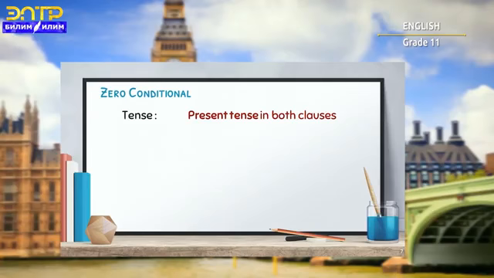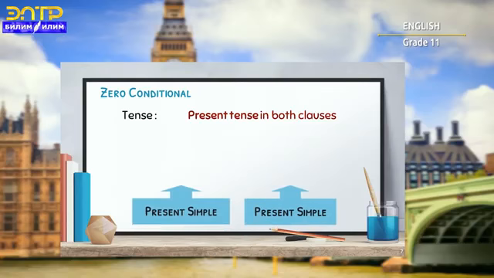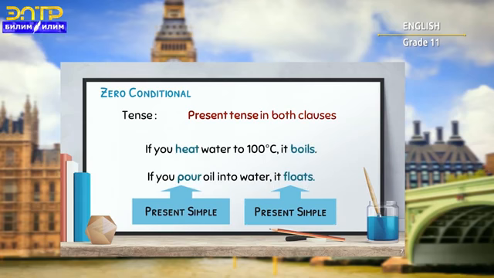Zero conditional deals with real cause and effect, things that really do happen. Zero conditional sentences express general truths, situations in which one thing always causes another. When you use zero conditional, you are talking about a general truth rather than a specific instance of something. Consider the following examples. If you heat water to 100 degrees Celsius, it boils. If you pour oil into water, it floats.